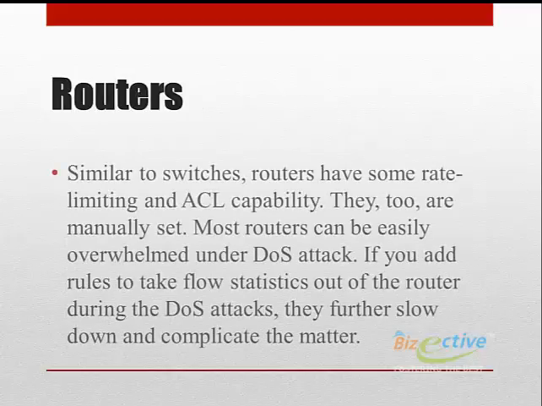Routers. Similar to switches, routers have some rate limiting and ACL capacity. They too are manually set. Most routers can be easily overwhelmed under a DOS attack. If you add rules to take flow statistics out of the router during the DOS attack, they slow down further and complicate the matter.